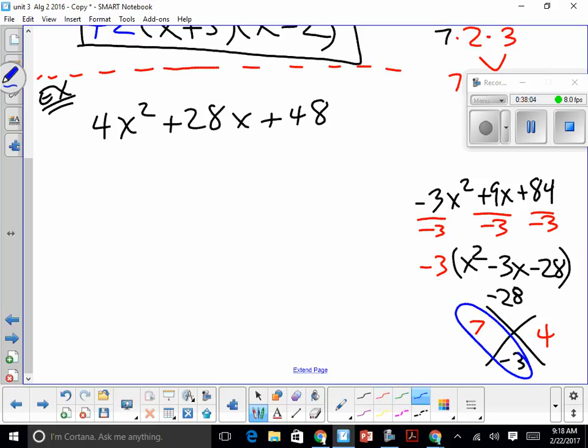This problem here wants you to do the same thing, except they just want this first part here. Let me write down the factored form of this. The -3 goes up front, the x minus the 7, and the x plus the 4. This is fully factored.